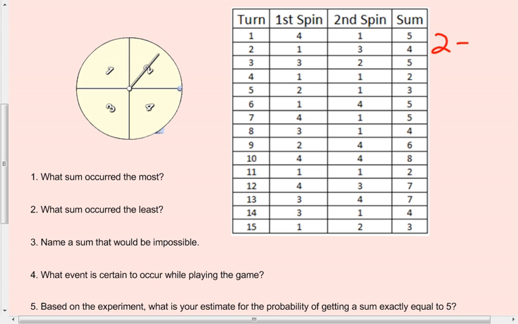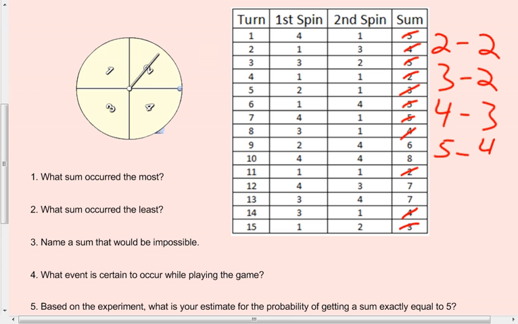So let's take a look at the 2. It looks like a 2 occurred 1, 2. It only came up twice. How many times did a 3 occur? Well, a 3 occurred 2 times also. Let's take a look at a 4. A 4 looks like there's 1, 2, 3 4s. A 5, 1, 2, 3, 4 5s. A 6 only occurred 1 time. A 7 occurred twice. And an 8 occurred 1 time.